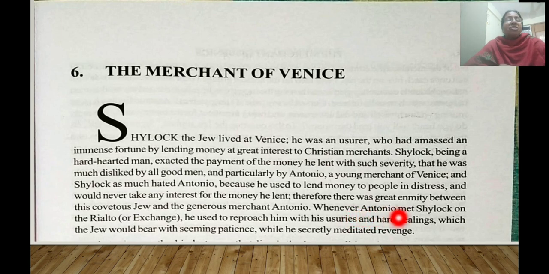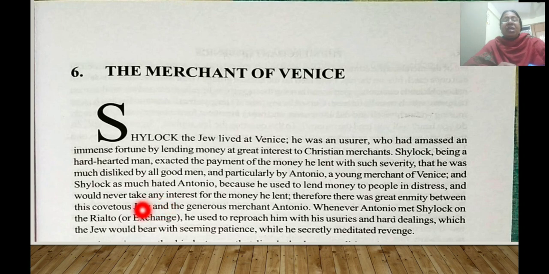So whenever Antonio met Shylock on the Rialto or exchange, he used to reproach him with his usuries and hard dealings, which the Jew would bear with seeming patience while he secretly meditated revenge. So whenever Antonio met Shylock on the Rialto, now what is the Rialto? Rialto is the stock exchange of Venice.